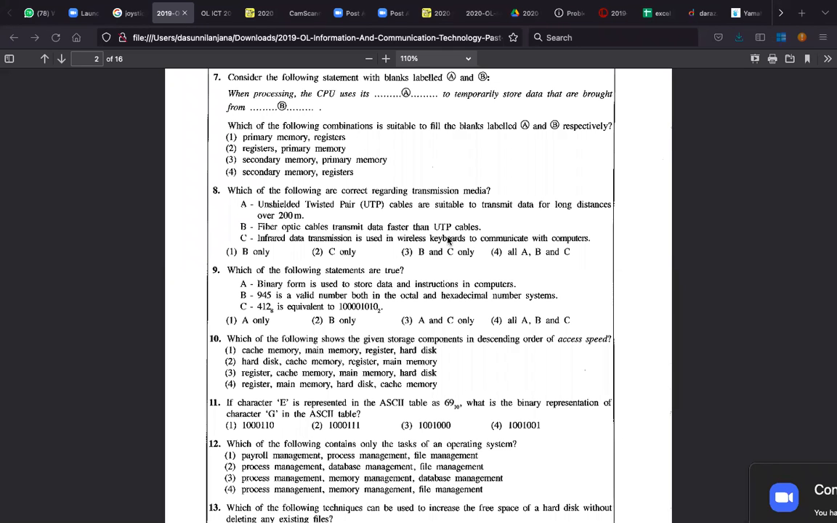Question number 9. Binary form is used to store data and instructions in the computer. Yes, true. Computers use machine language, which is binary format.